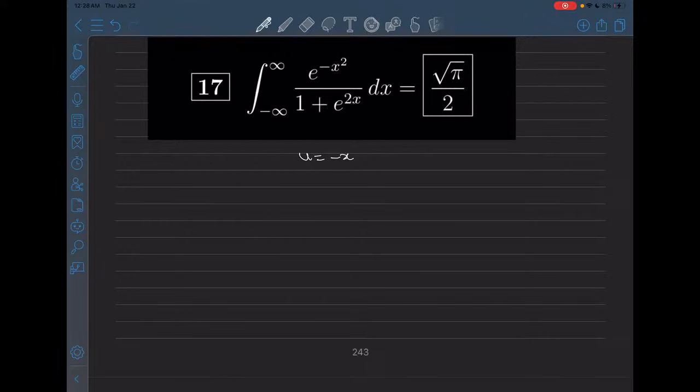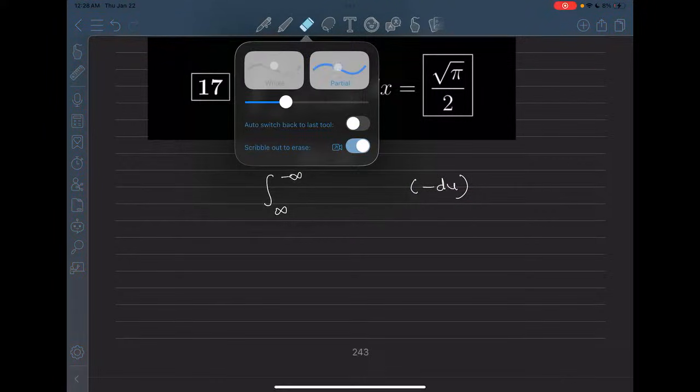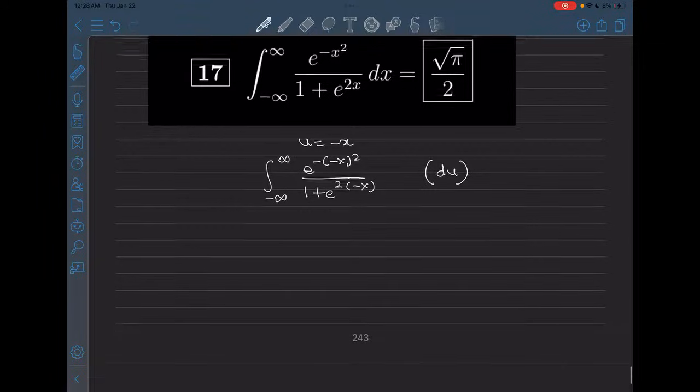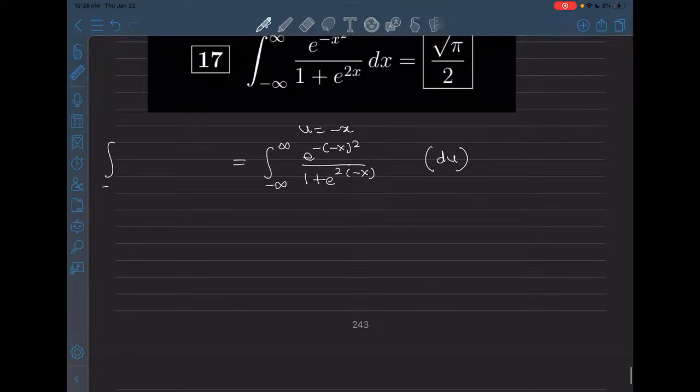If we do that, notice that the limits of integral, first of all, become infinity to minus infinity, right? But then here you will have minus du, which will again reflect the limits of integral. Because of this minus sign, the limits will again be minus infinity to infinity, right? And the change over here is we will have e to the power minus x squared by 1 plus e to the power 2 times minus x. Yeah? So this is equal to the original integral.